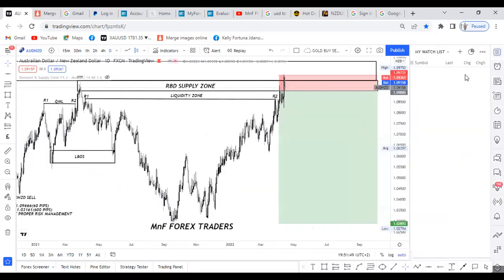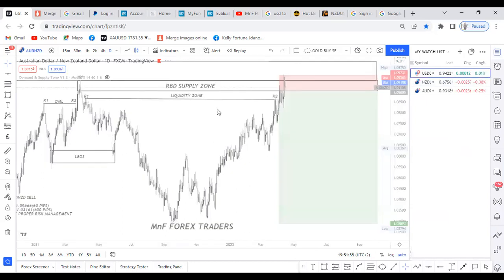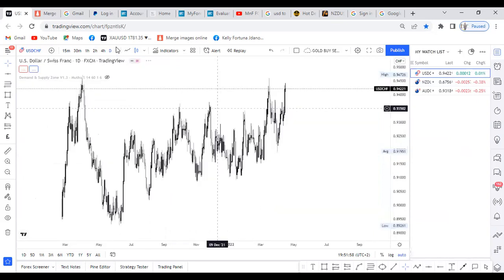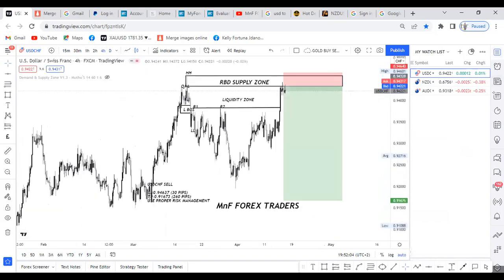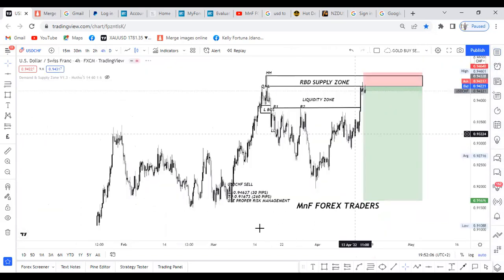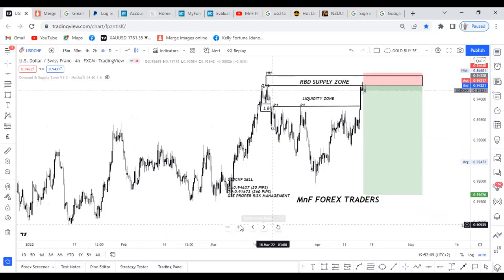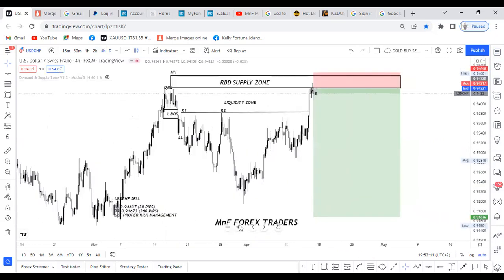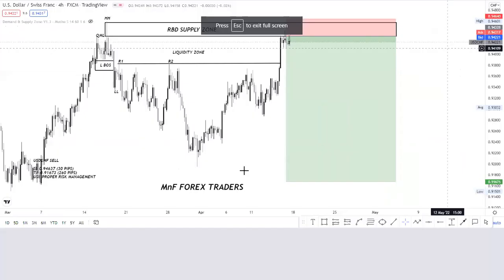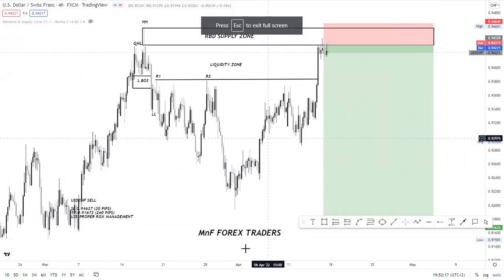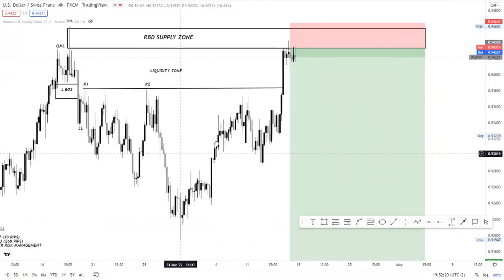Otherwise, let me just show you the last one right now, the trade I sent out on Friday. This one, the USD Swiss, which is still active for next week. This trade has not happened yet. It's still moving. The market was slow on Friday, but I sent it in the group on Friday. This is an ongoing trade.